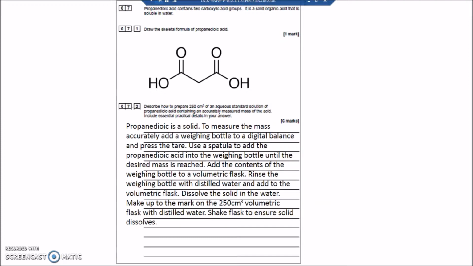Rinse the weighing bottle with distilled water, because there might be still some residue of solid in there, and add that to the volumetric flask. So make sure that it's all washed out into the flask. Dissolve the solid in the water in the volumetric flask by shaking or stirring. Then make up to the mark, the 250 centimetre cube mark on the volumetric flask, with distilled water. And then at the end you shake the flask to ensure that the solid dissolves and also that the concentration is equal throughout.